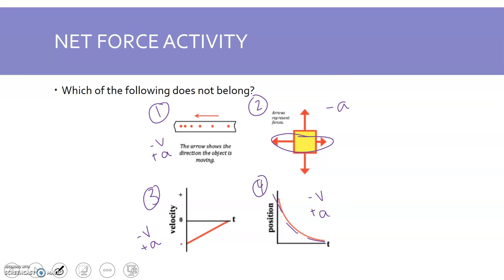Now we look at our scenarios and think which one does not show an object moving in the negative direction and slowing down. We can come to the conclusion that number 2 does not belong because it shows an acceleration leftward.